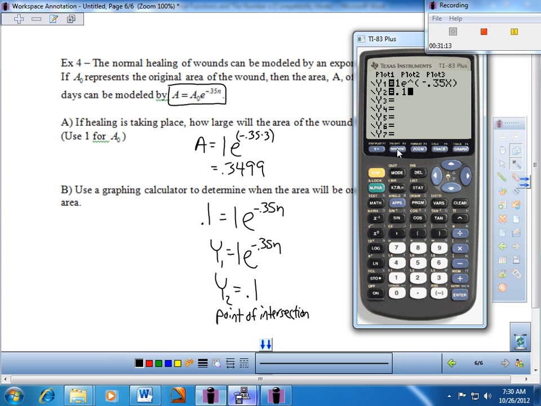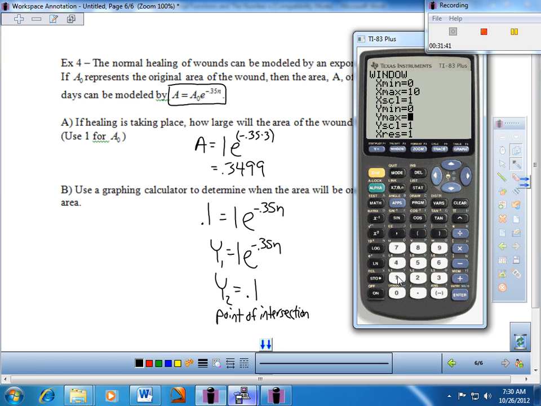So I'm going to go to window up on the top of your calculator there. And let's kind of see what's going on. We're talking about x being the number of days. Well, you hope the wound doesn't fester too long there. So I'm going to go 10 days out. I don't know if that's great or not. We'll find out momentarily. And then let's see, on the y's, we'll go down to 0.